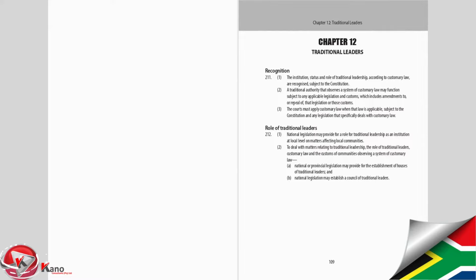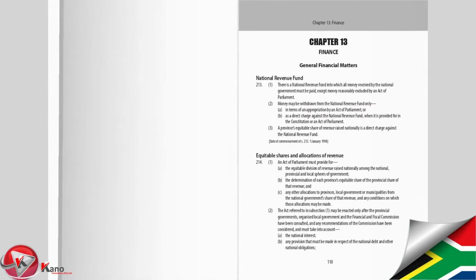The chapter also states that the courts can apply customary law in appropriate cases as long as that customary law is consistent with the Constitution. Chapter 13 deals with public finance.